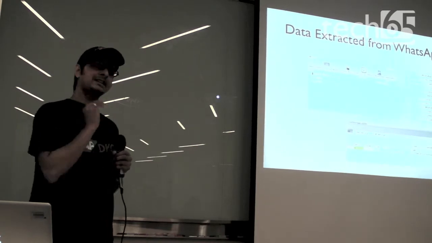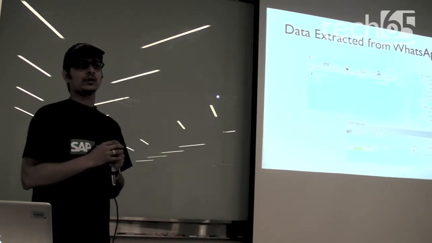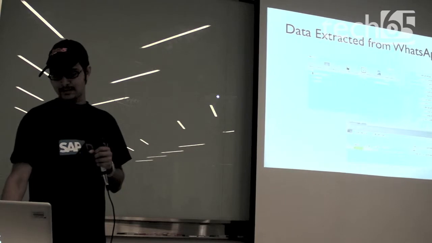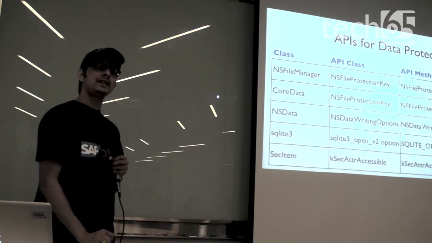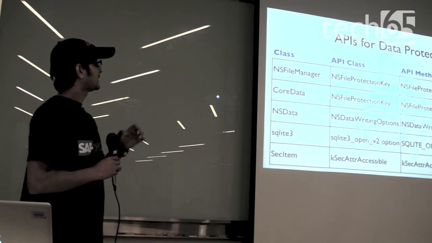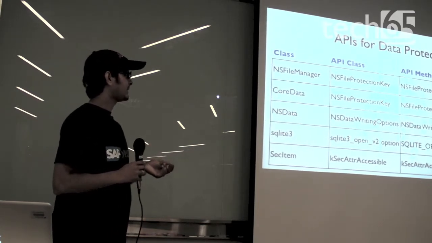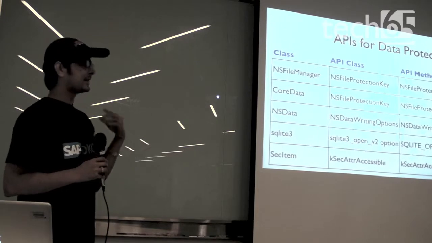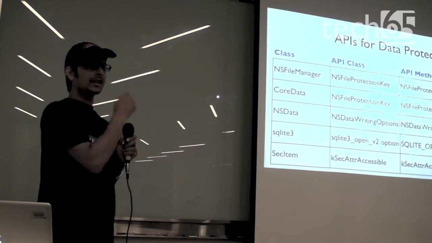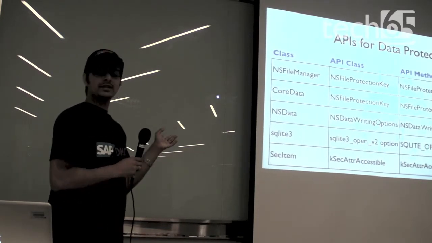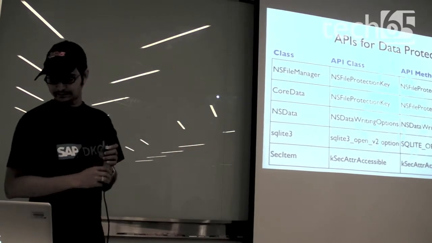Now, Apple has actually made it really simple to protect this data. They have a list of APIs to protect this data. For file manager, you use something called NSFileProtectionKey. For Core Data, there's something. For NSData, there's something. For database, also there's something. The last one is for keychain.